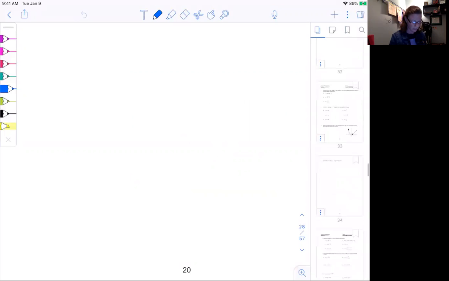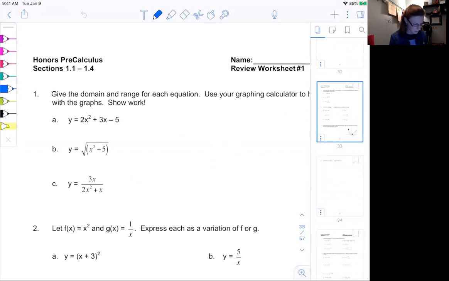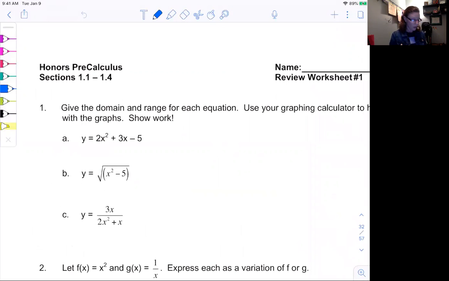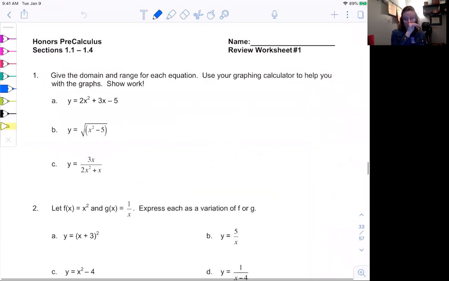And I think my review worksheet is already in my packet. Silly me. So the first review worksheet that I have for you to do today starts to begin reviewing the concepts that we looked at with functions. And the first concept we see here is domain and range.